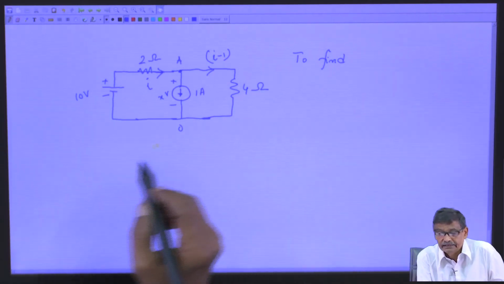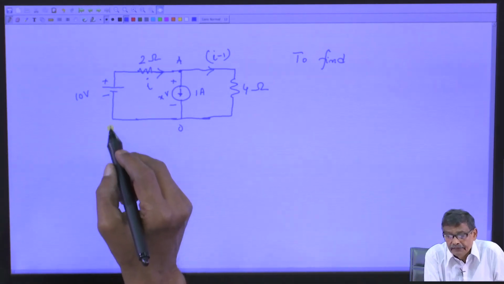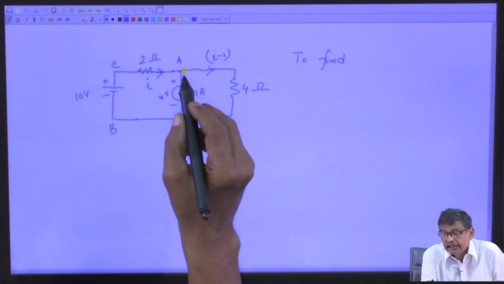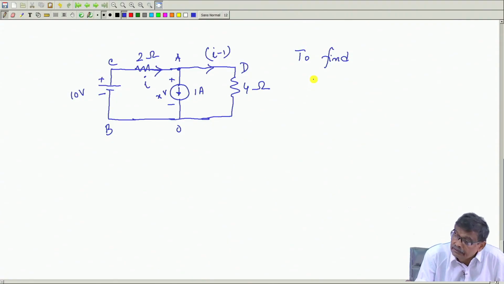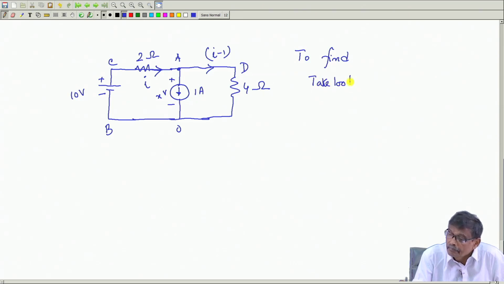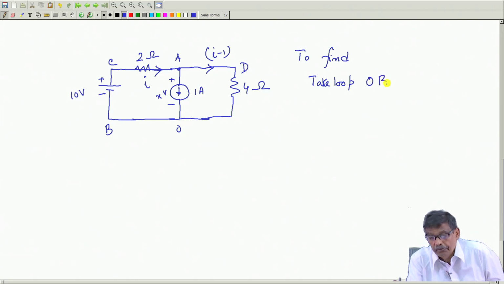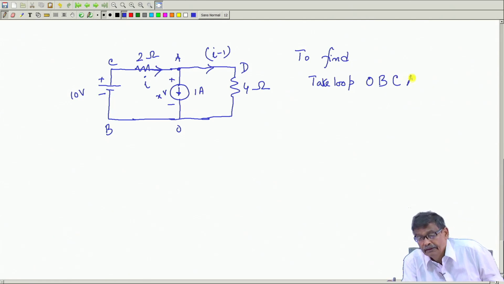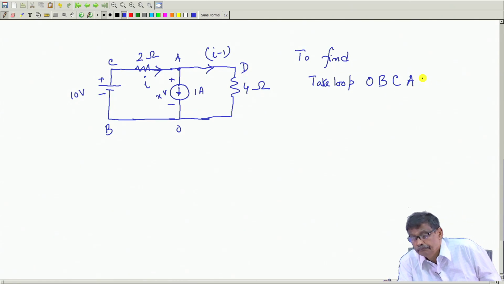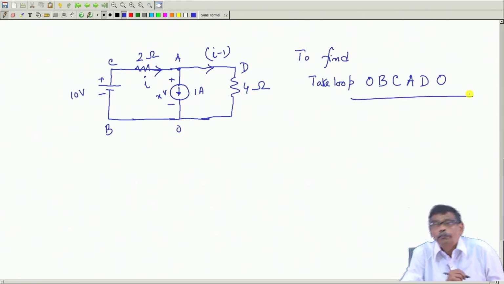So, let me take this loop O, B, C, A, D, O. I will start my journey from O, then I will go to B, then I will go to C, then I will go to A, then I will go to D, and then I will come back to O. This is the loop let us consider.